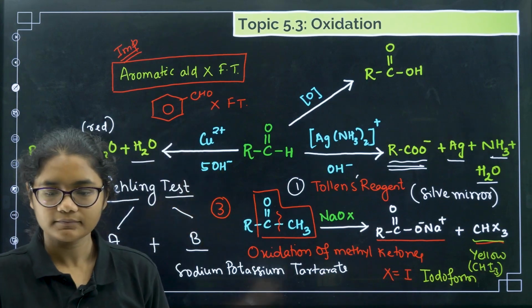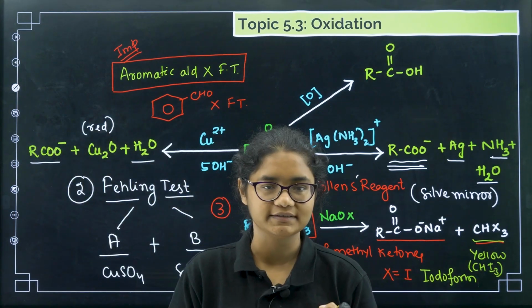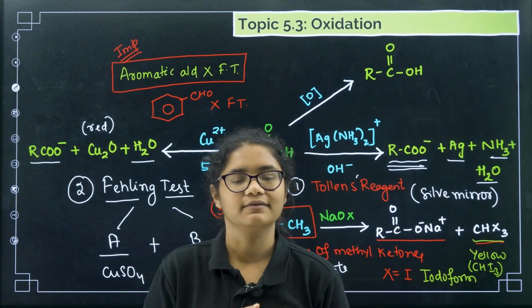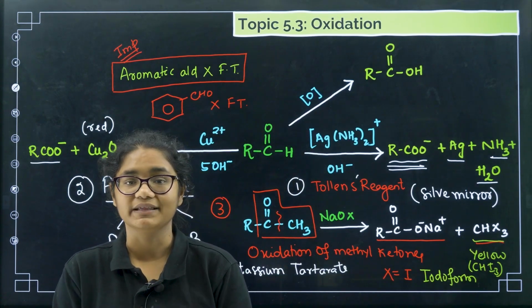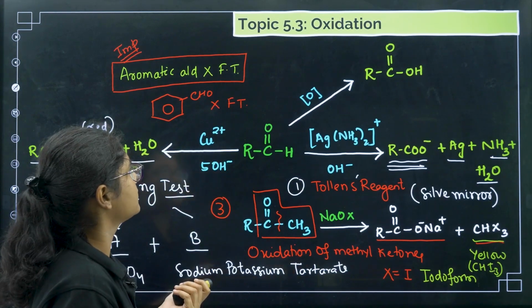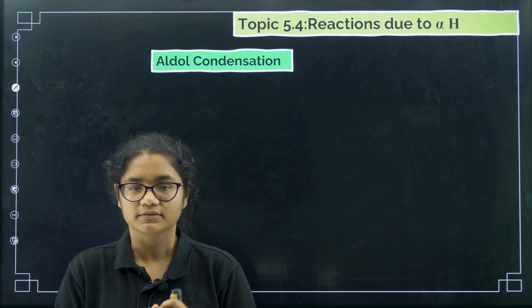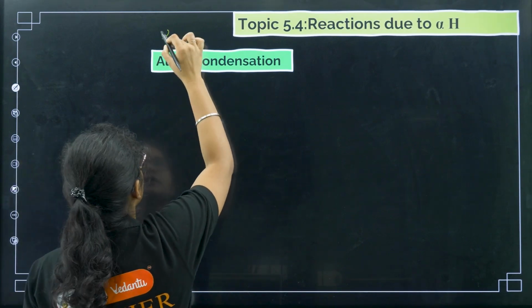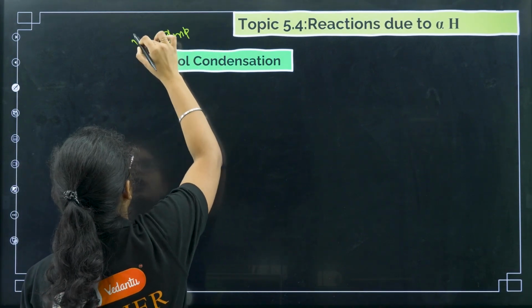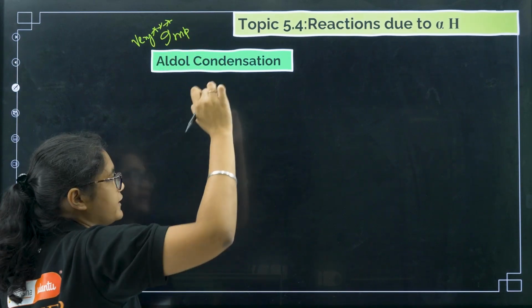Clear? I hope all the reactions are clear to you. For oxidation, we have Tollens' test, Fehling's test, and then oxidation of methyl ketones. Clear? Now let us go to the next reaction, that is reactions due to alpha hydrogen. These are very, very important reactions: aldol condensation.